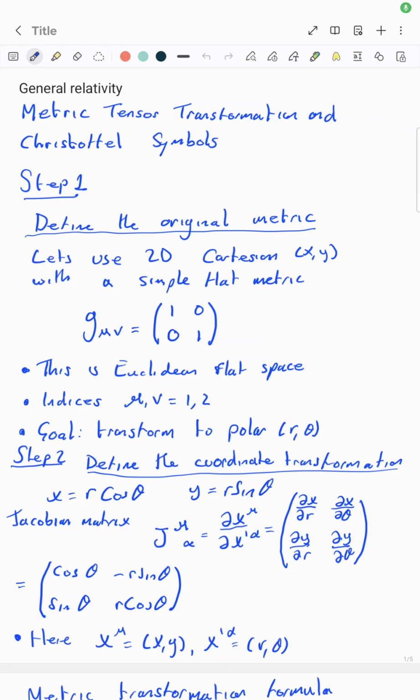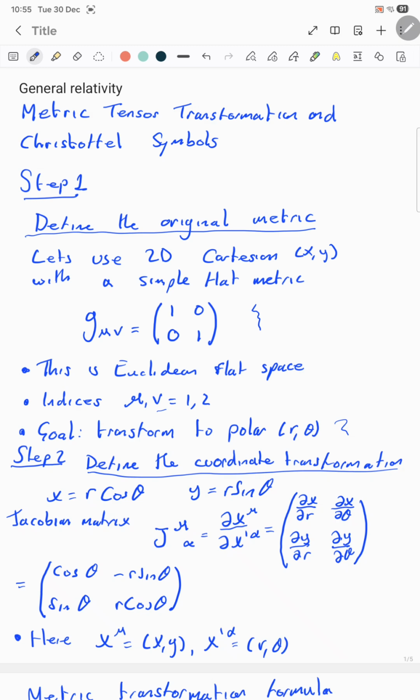Now this is an example of a metric tensor transformation, and we're going to try to give a basic understanding of what the Christoffel symbols do. Well, step 1, we define the original metric. We'll use a 2D Cartesian, which is xy coordinates, with a simple flat metric given here. This is Euclidean flat space, so indices mu equals 1, 2. And now the goal is to transform to polar coordinates r, theta.